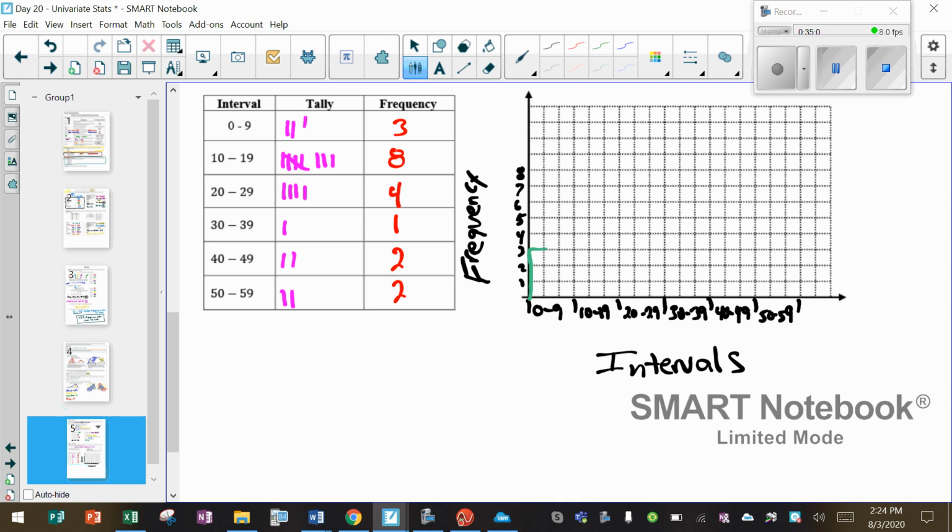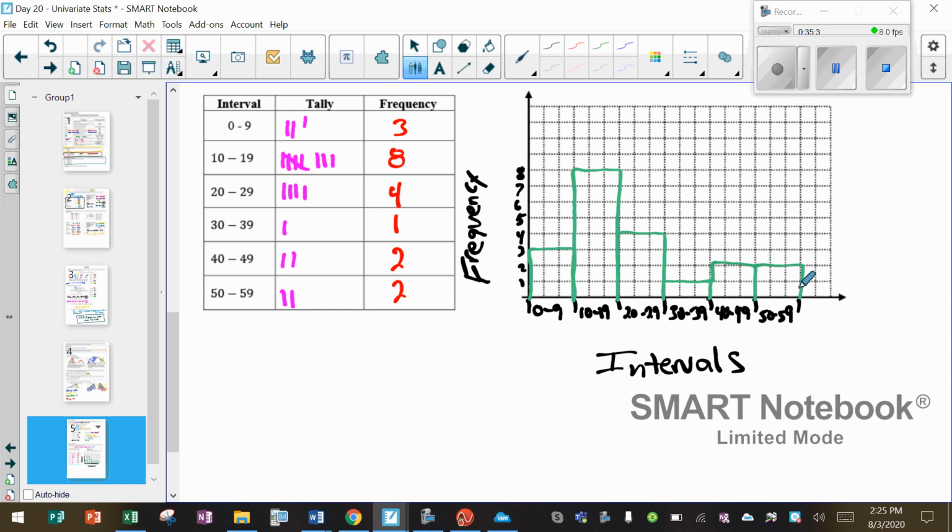So from 0 to 9, frequency is 3. From 10 to 19, frequency is 8. From 20 to 29, frequency is 4. 30 to 39, frequency is 1. 40 to 49, frequency is 2. 50 to 59, frequency is 2.